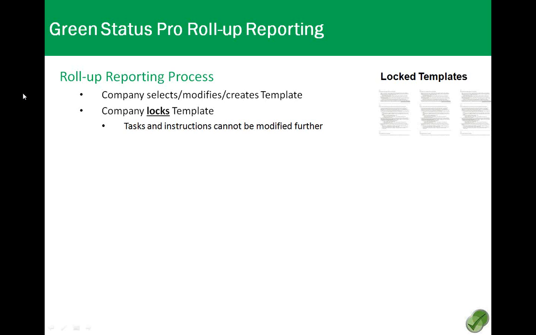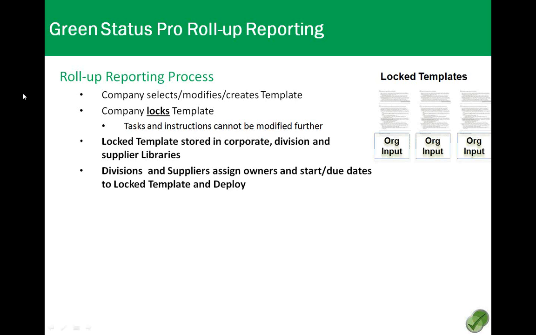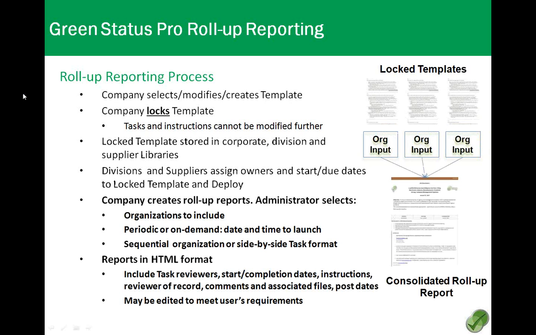Creating a roll-up report starts with the OEM creating and locking a template. Next, the locked template is copied to the user's libraries. The divisions and suppliers then assign local owners and start-stop dates to the instruction lock template and then deploy it. Reports can be prepared by the GSP administrator at any time.